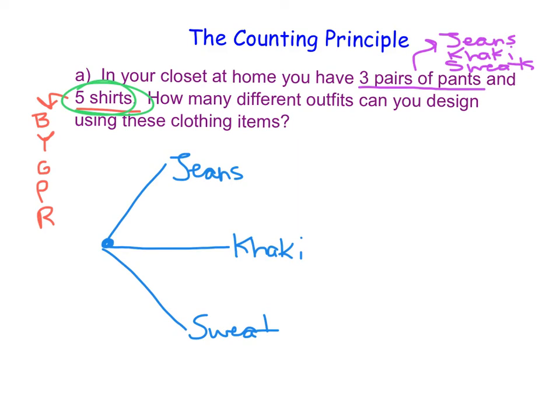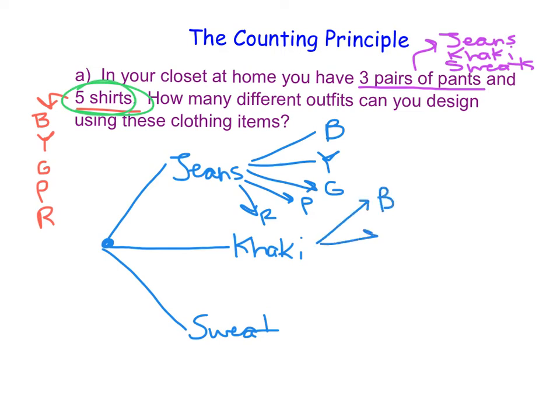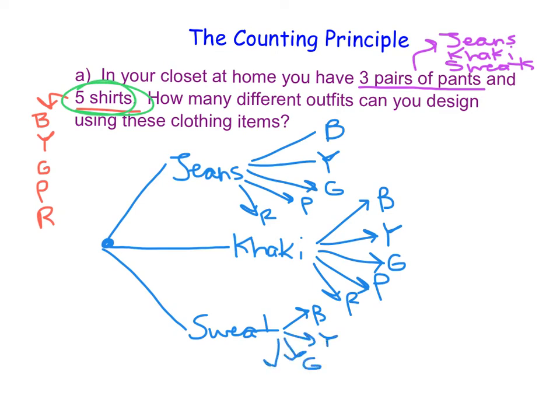So, for example, I could wear jeans with a blue shirt, jeans with a yellow shirt, jeans with a green shirt, jeans with a pink shirt, or jeans with a red shirt. And then I can go to my khakis, and I can wear khakis with a blue shirt, khakis with a yellow shirt, khakis with a green shirt, khakis with a pink shirt, or khakis with a red shirt. And then my sweatpants I can wear with a blue shirt, a yellow, a green, a pink, and a red.